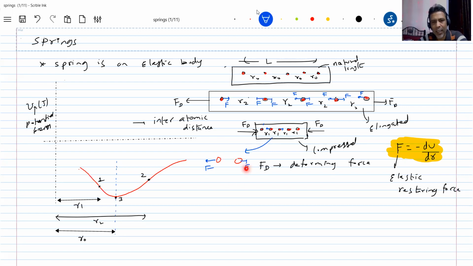So why is the force shown like this? Because of this particular graph, the modern atomic structure is helping us to study the elastic body with the help of the atom's behavior. So got the idea? Any doubt, anybody?